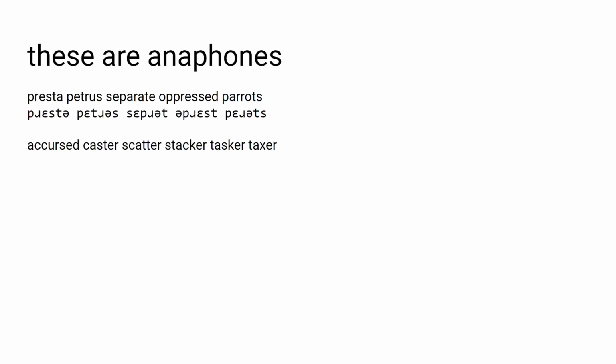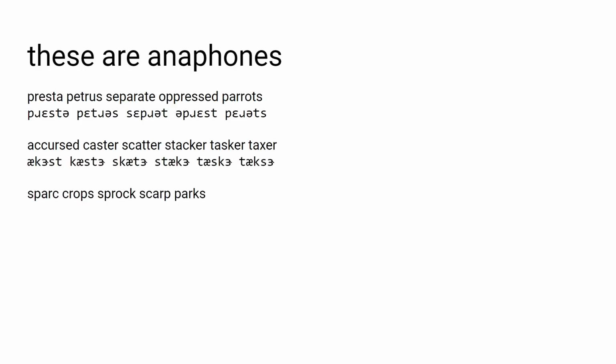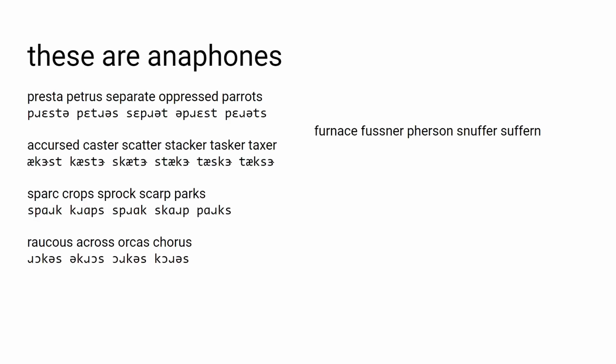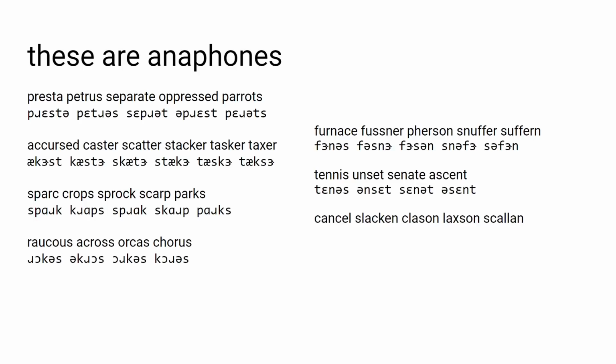So what did I do to find those tongue twisters? I started with a phonetic dictionary, and I considered every word and every pronunciation. Then I grouped them together by which ones have the same phonemes, regardless of the order. These are some anaphones that I found. Presta, petrus, separate, oppressed, parrots. Accursed, caster, scatter, stacker, tasker, taxer. Spark, crops, sprock, scarp, parks. Raucous, across, orcus, chorus. Furnace, fustner, furson, snuffer, suffern. Tennis, unset, senate, assent. Cancel, slacken, classin, laxin, scallon.